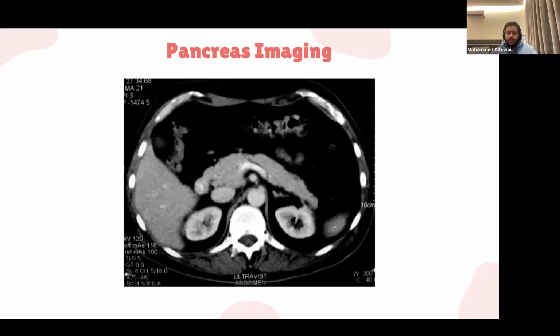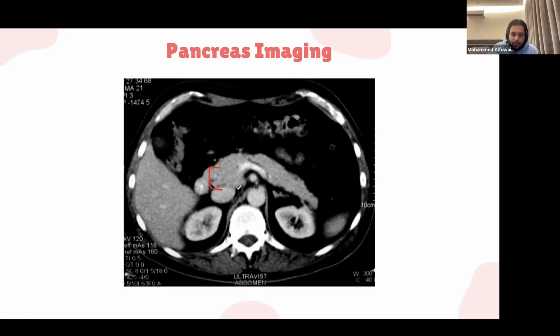Imaging-wise, the first line imaging that you do is ultrasound. Same reasons as before. You might see an enlarged pancreas on ultrasound. It's an easier method to use. However, the gold standard, best imaging is CT scan. You need to do a CT scan in a patient with pancreatitis and chronic pancreatitis. That's how you identify most of these pathologies.